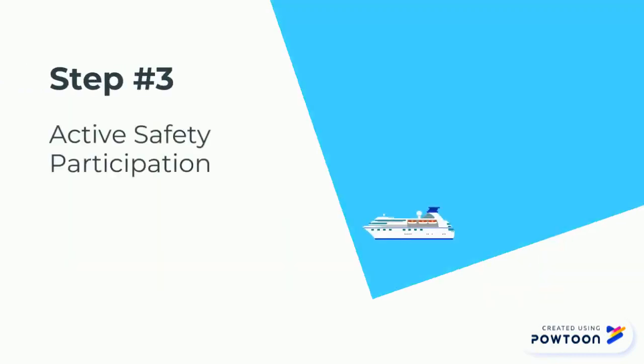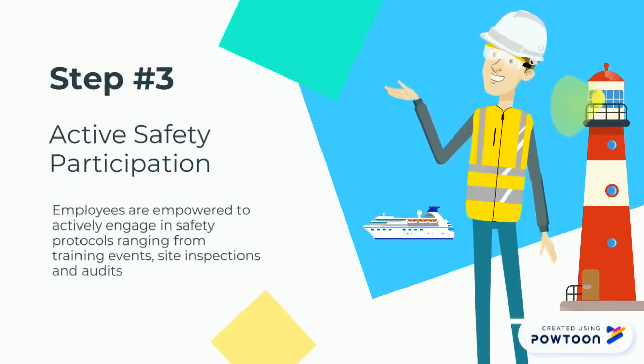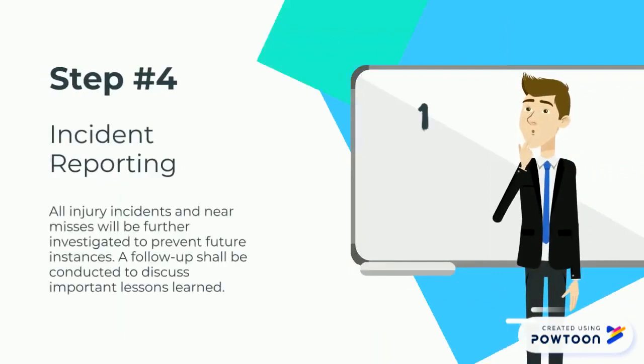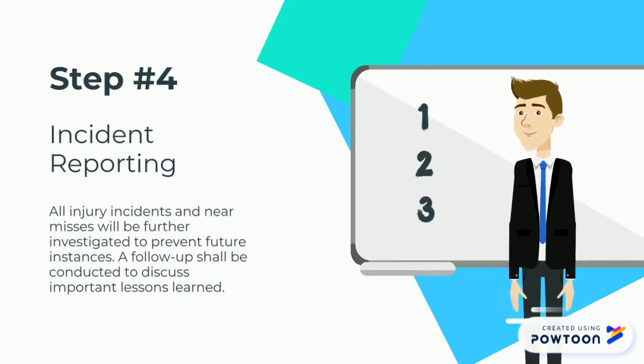Step 3. Active safety participation. Employees are empowered to actively engage in safety protocols ranging from training events, site inspections and audits. Step 4. Incident reporting. All injury incidents and near misses will be further investigated to prevent future instances. A follow-up shall be conducted to discuss important lessons learned.